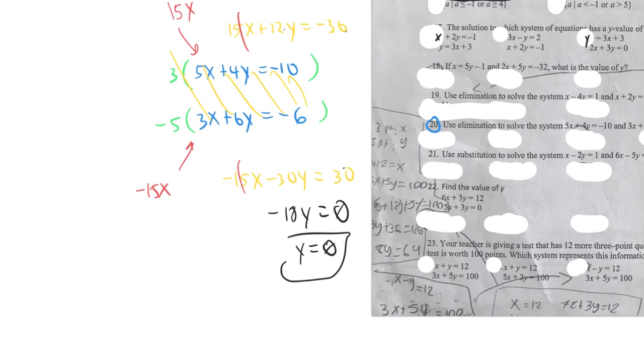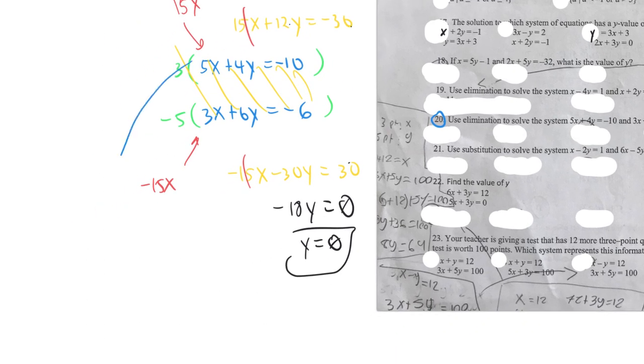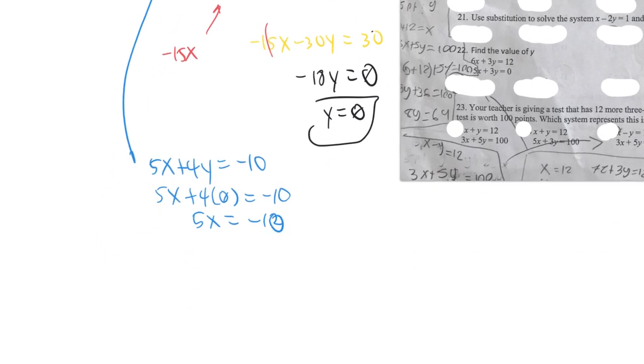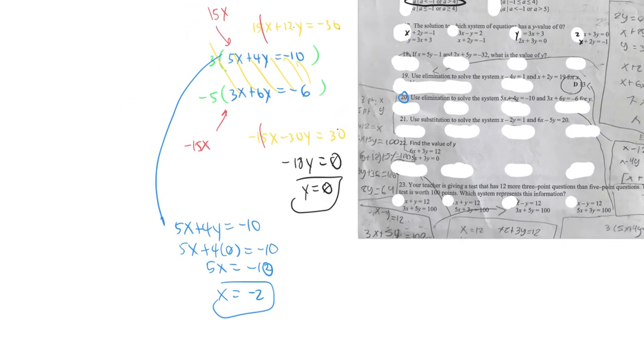If you want to know what x is, all you have to do is take one of the original equations. We'll use this one. It was 5x plus 4y equals negative 10. And then plug 0 in for y, and then figure out what x is. So we have 5x plus 4 times 0 equals negative 10. And then we have 5x equals negative 10. And then we have x equals negative 2. So for that one, y equals 0 and x equals negative 2.